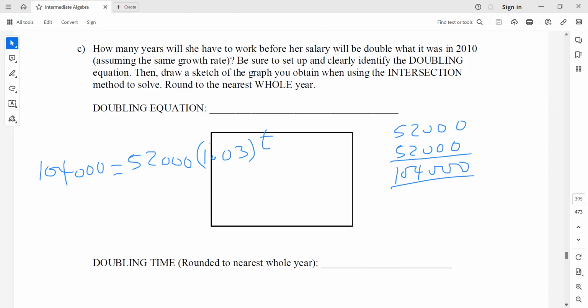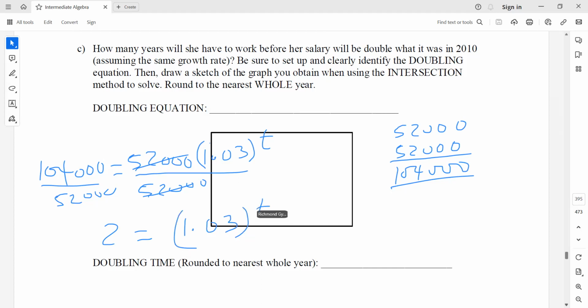Now, what do I mean by that? You could divide both sides by 52,000. So this will cancel that. You have 2 equals 1.03 to the power x or t. You see that? So let's go to the calculator and see what we are going to get from this.